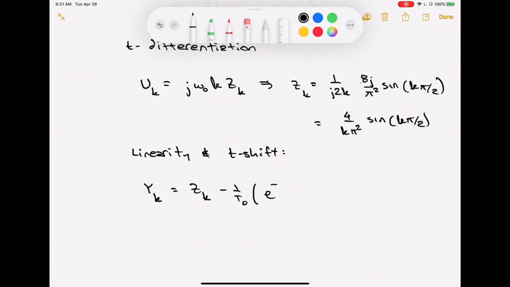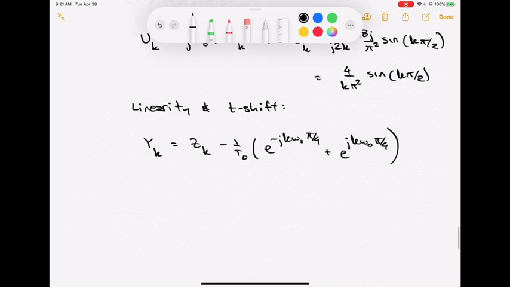So I'm going to get an e to the minus jk omega naught pi by 4, and then I'm going to have an e to the jk omega naught pi by 4, only different in the sign because one was shifted right and one was shifted left. This term on the right, e to the j something plus e to the minus j something, that looks a lot like a cosine if I just divided by 2.